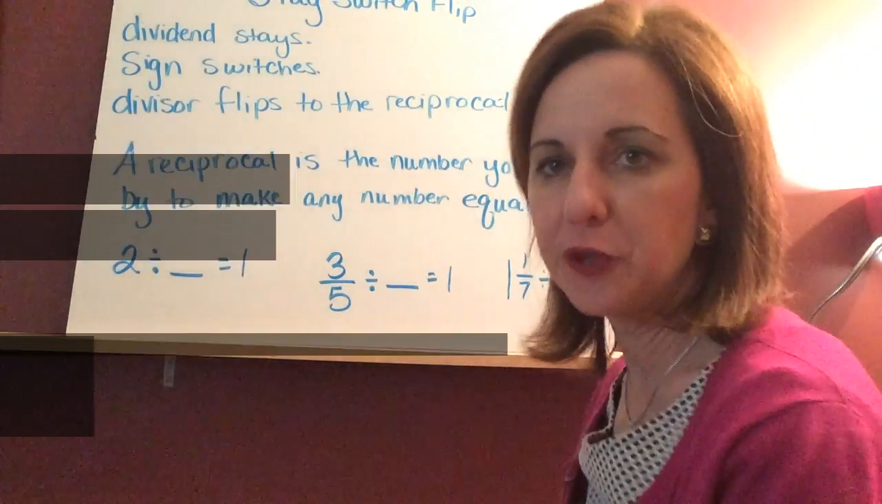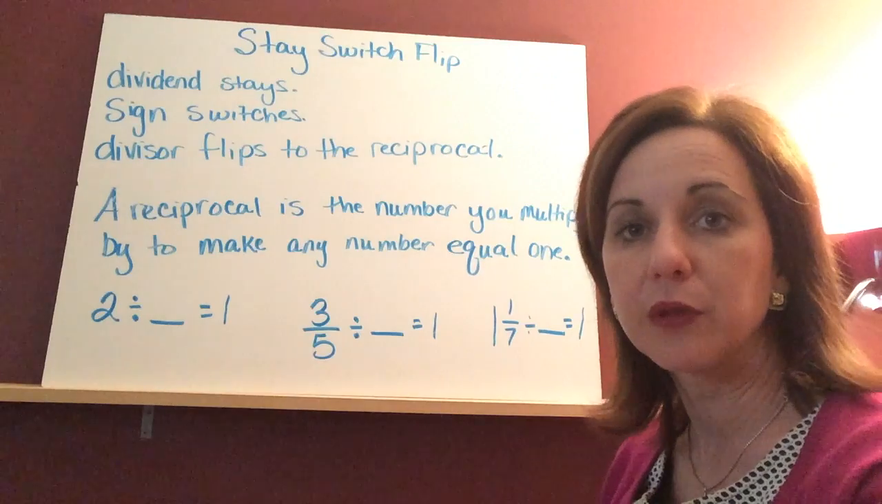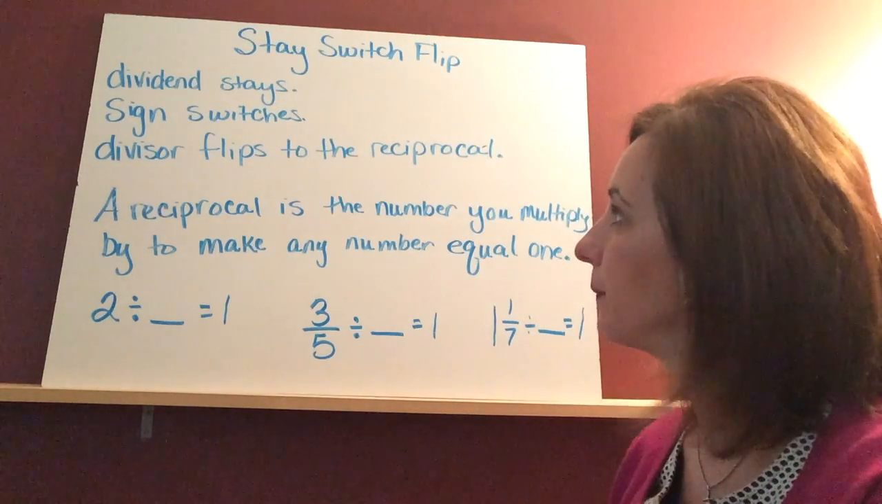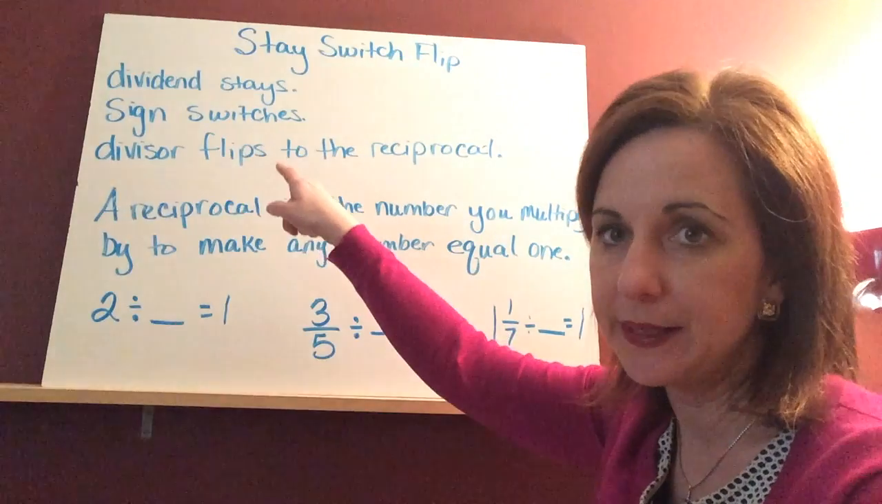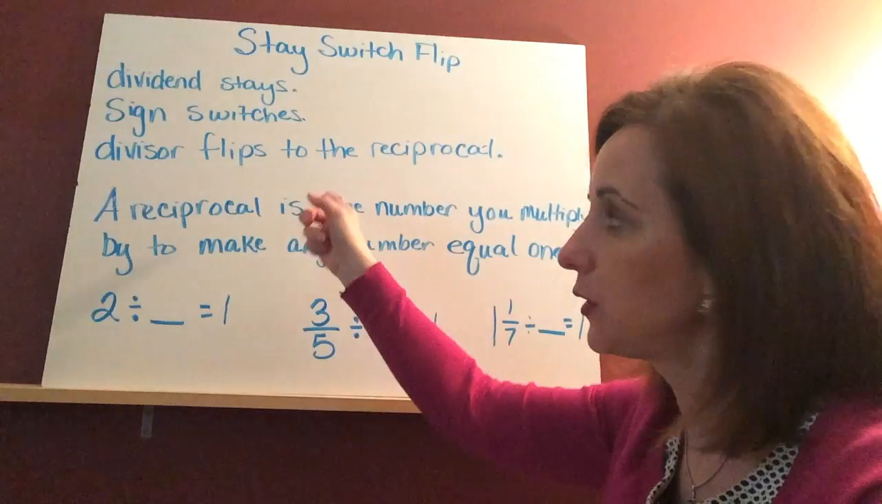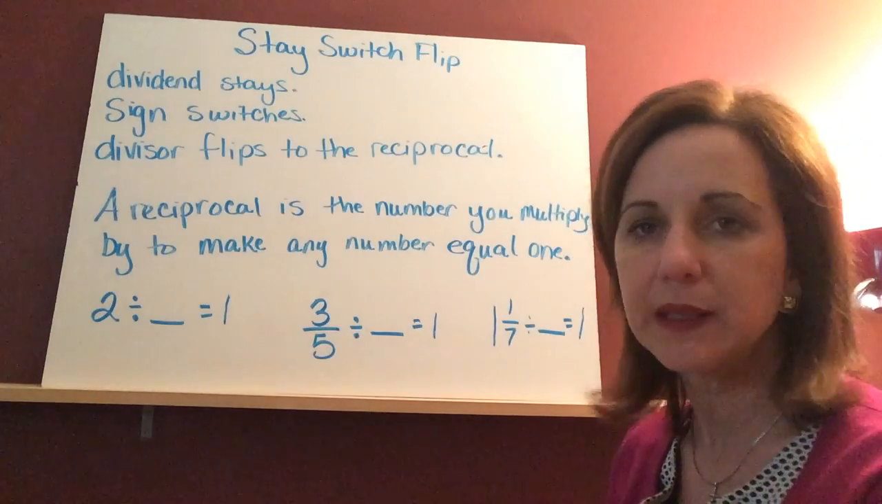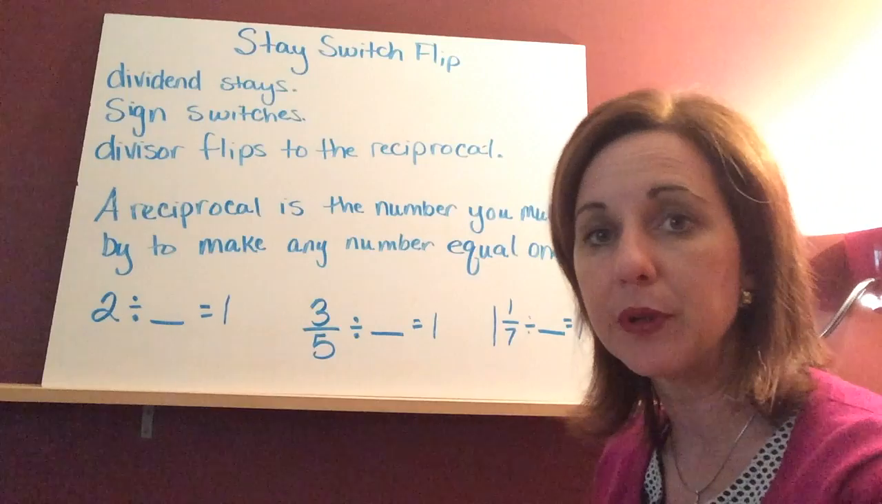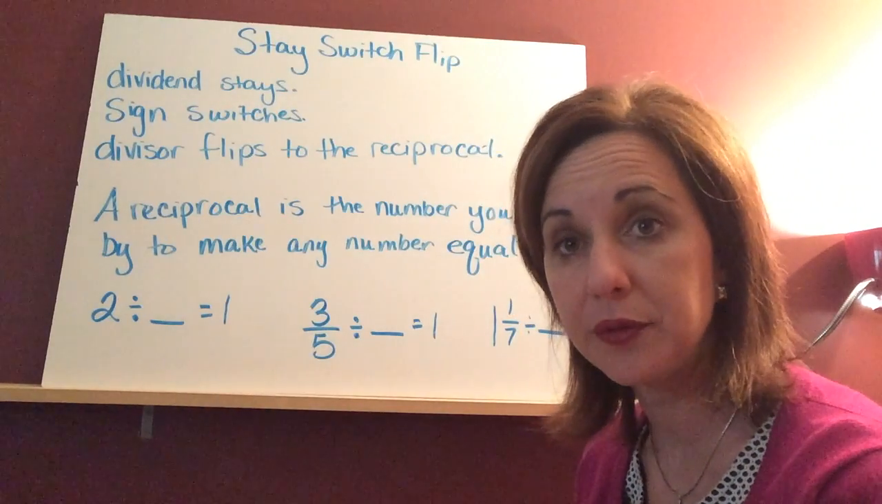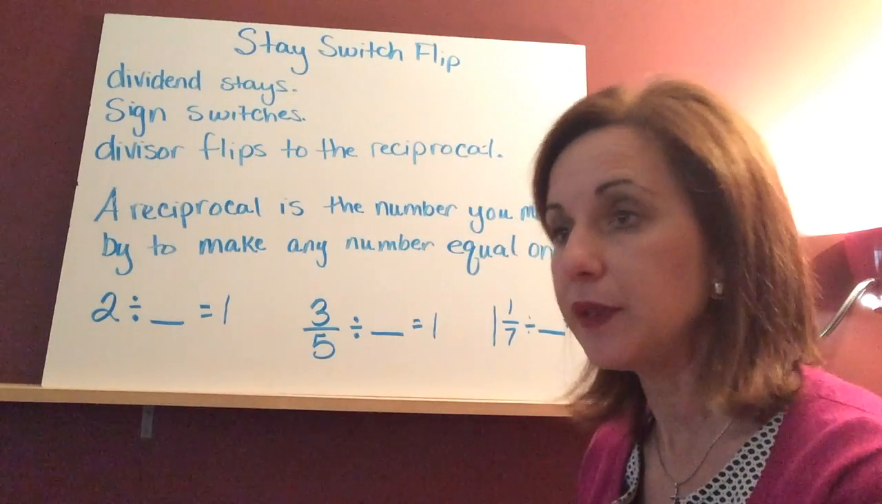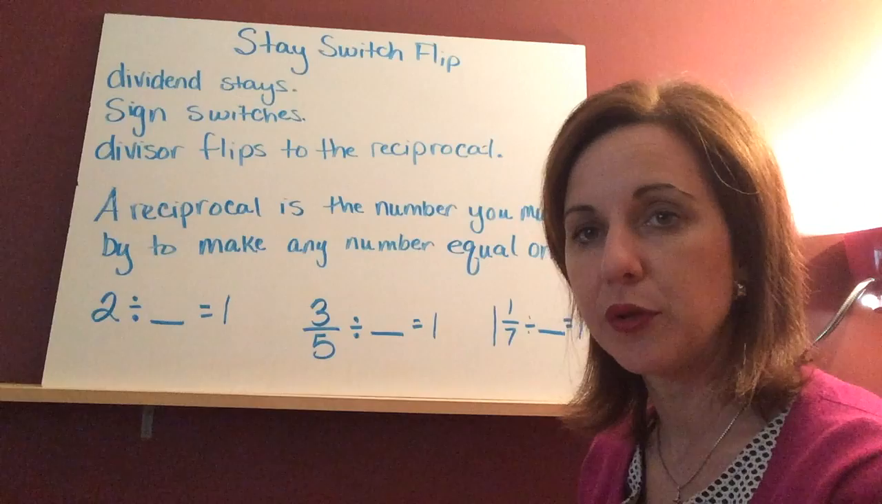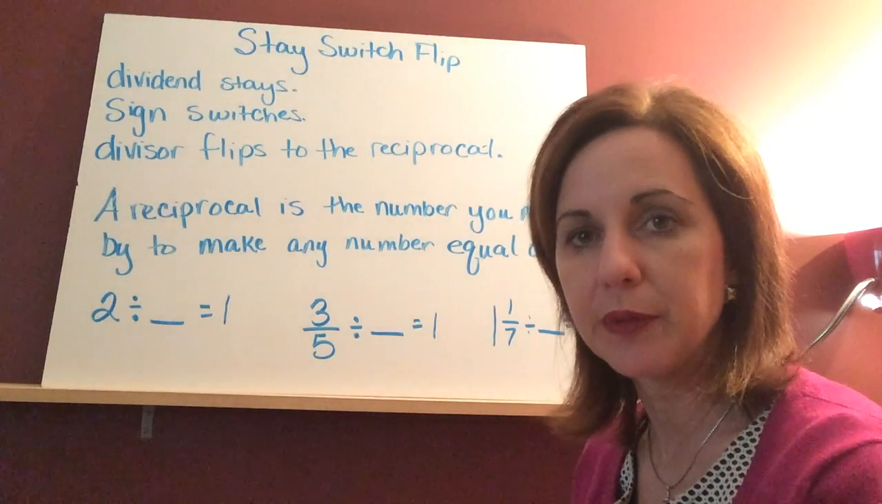So, this for sure is what you are going to see the most often. It's called stay, switch, flip. The dividend stays, the sign switches, and the divisor flips to the reciprocal. Now that's a lot of vocabulary words. If you remember, the dividend is the one that comes first. The sign, being division, switches to multiplication, and the divisor flips to the reciprocal.